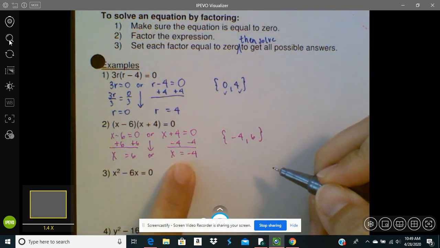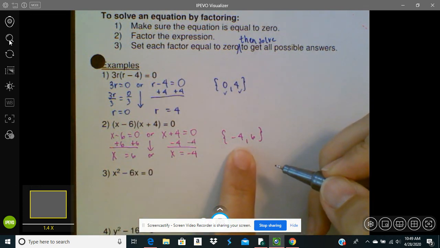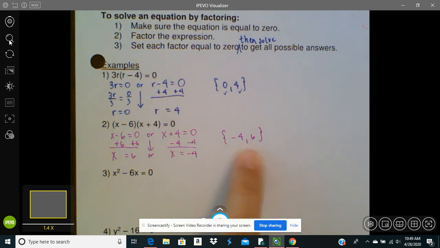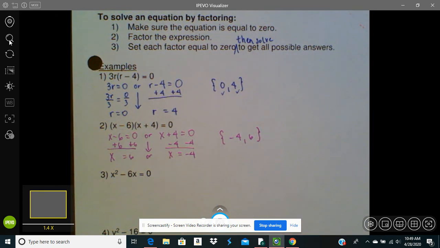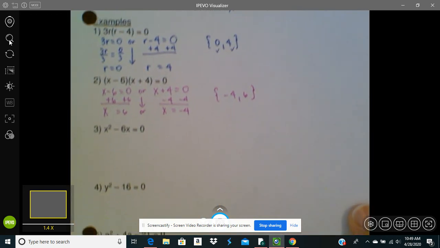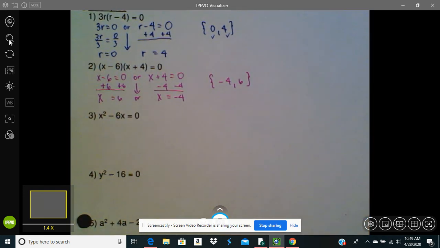Robadeer, why'd you write these this way, but you wrote it this way? Usually, when you report a solution, you're going to write it in increasing order or numerical order, whatever you want to call it. All right, let's look at number 3. Okay, number 3, I have x squared minus 6x equals 0.